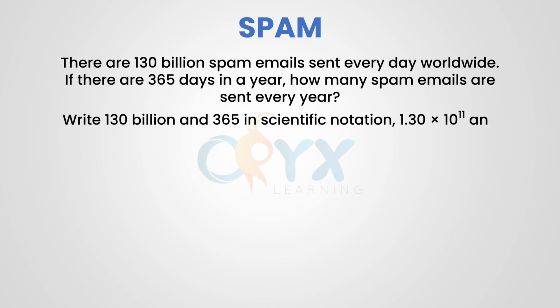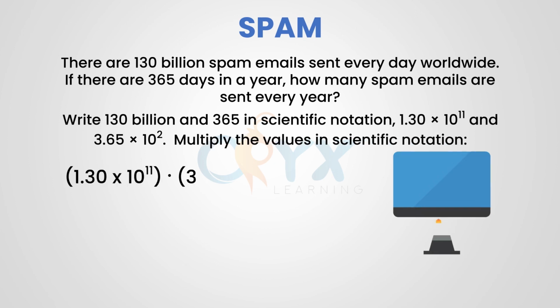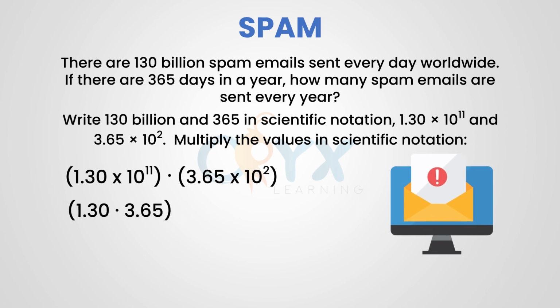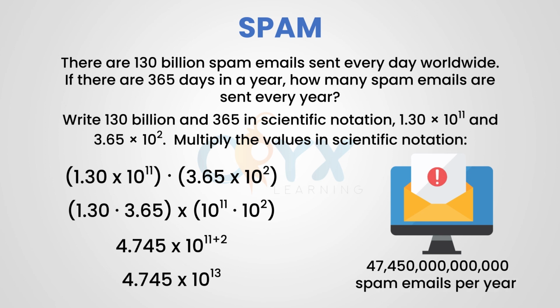So we can make that problem 1.30 times 10 to the 11th to represent the 130 billion. 365 would be 3.65 times 10 squared. Multiply those values together and we'll get 4.745 times 10 to the 13th, which is equivalent to 47 trillion 450 billion emails per year, spam emails per year.